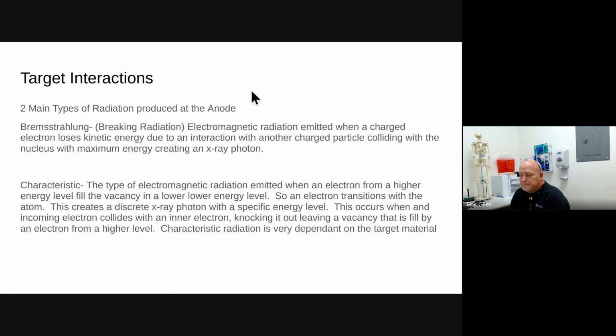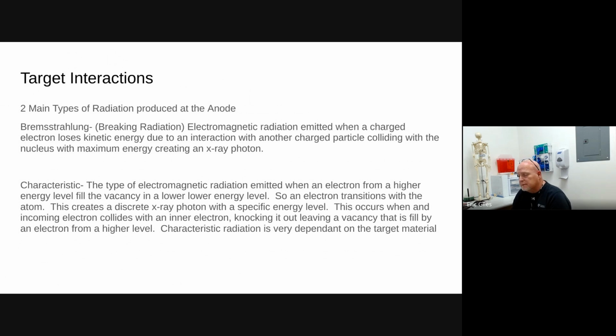Okay, so target interactions, there's two types of radiation that are produced at the anode. One of them is called Bremsstrahlung. You know, it's kind of a funny word. It's a German word. It actually means braking radiation. Brems means braking, and Strahlung means radiation.